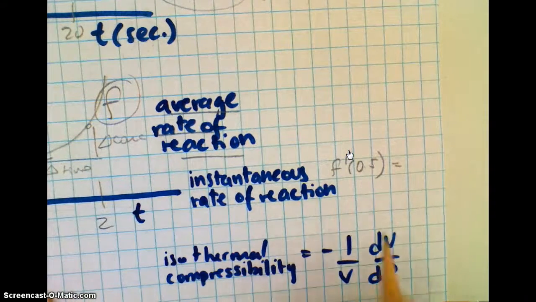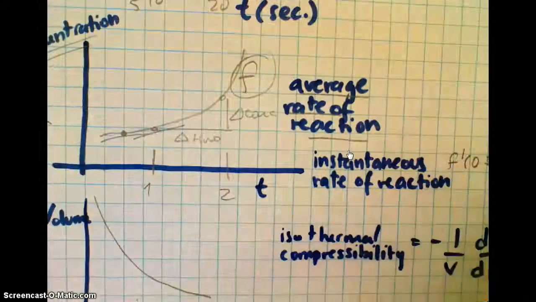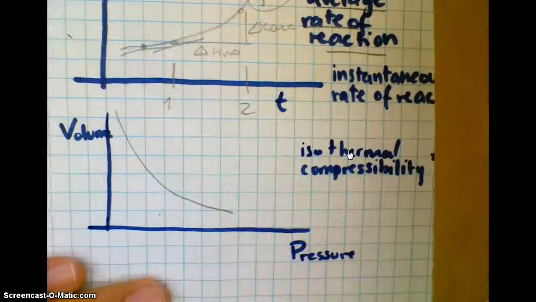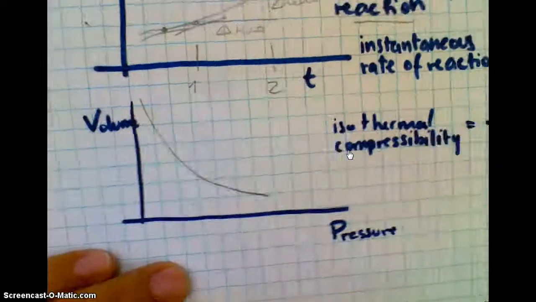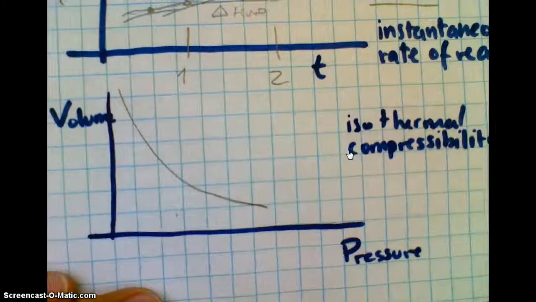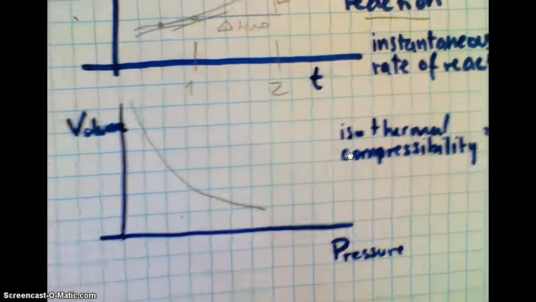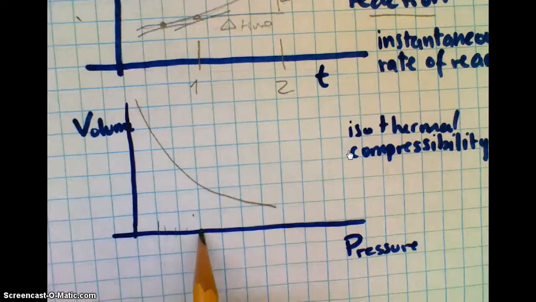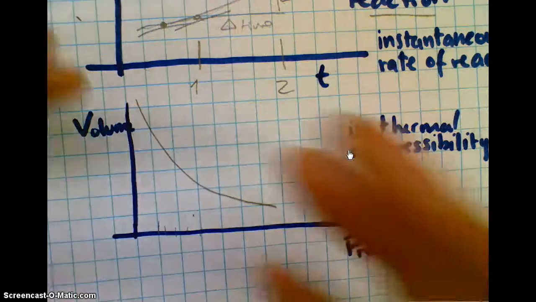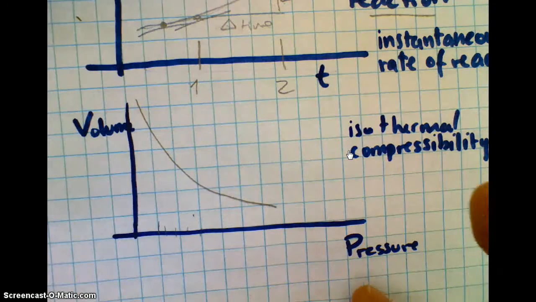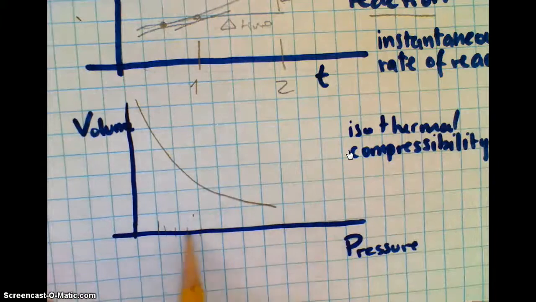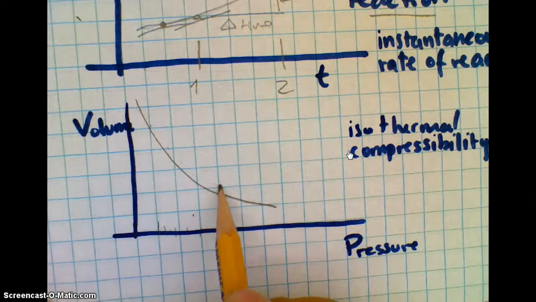So I can find the instantaneous rate of reaction for that as well. It also works with volume and pressure. Now, the idea here is that we may have something, a gas or a liquid, at the same temperature. If I apply more pressure to something, it's going to squish, right? So it takes less 3D space when I'm squeezing something. So the more pressure you have, the less volume you have.